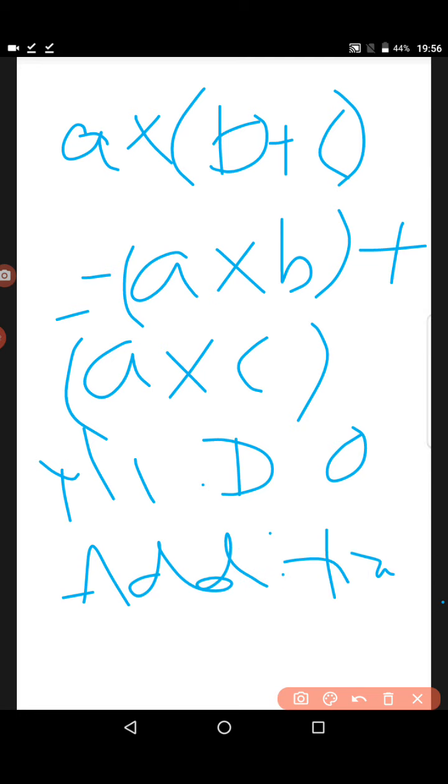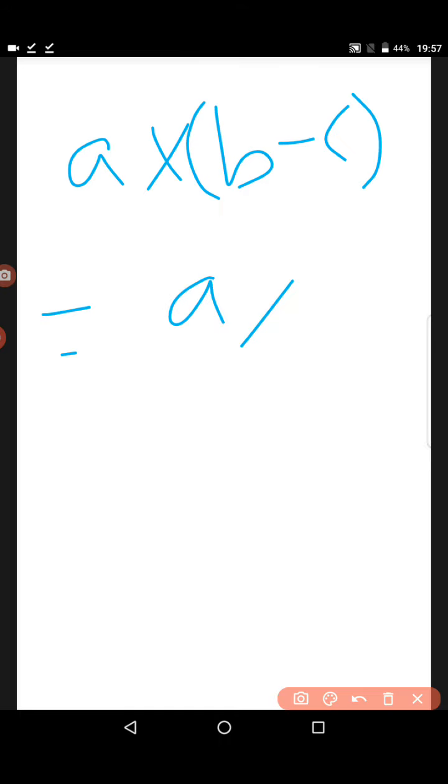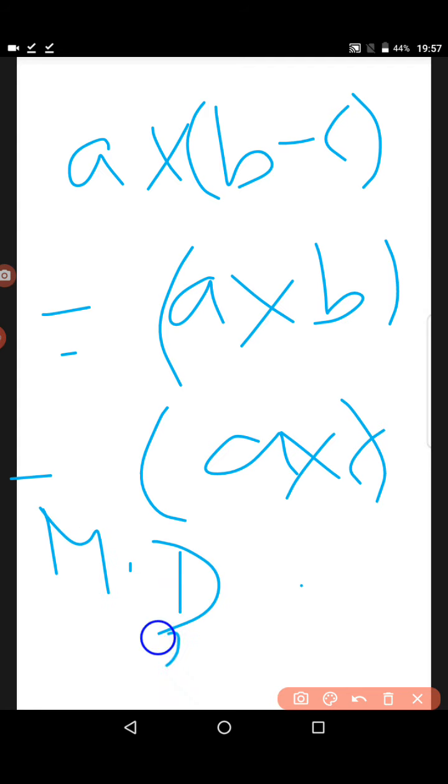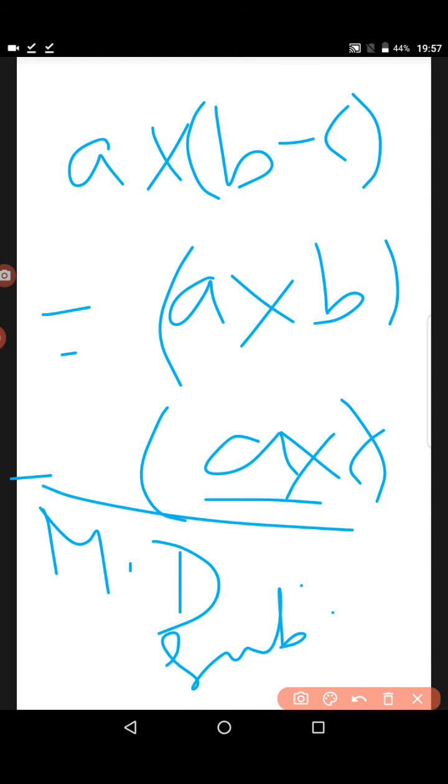If I have subtraction there, that is A into B minus C, that should be equal to A into B minus A into C. That's all. So this is multiplication is distributive over subtraction. That's all. So look at the formulas once. These are very important. You should use them in your exams also.